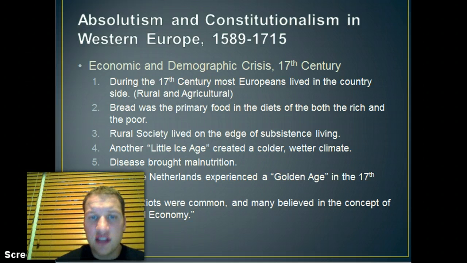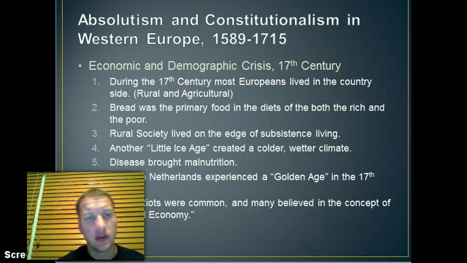So we're going to see disease, malnutrition as a product. Only the Netherlands experienced a golden age in the 17th century as far as economics and agriculture. Every other country tends to struggle a little bit in the 1600s. We're going to see Spain fall off the map.